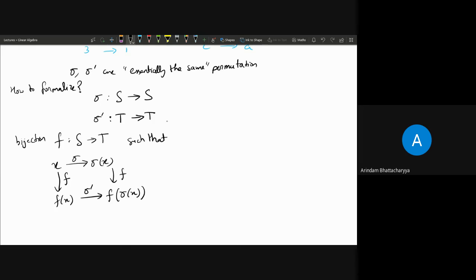How do I say this in one word? I'll just tell you what our example looks like, and I'll leave it to you to make sense. Sigma was 1 goes to 3, 2 goes to 2, 3 goes to 1, and sigma dash was A goes to C, B goes to B, and C goes to A. What's the F that works?